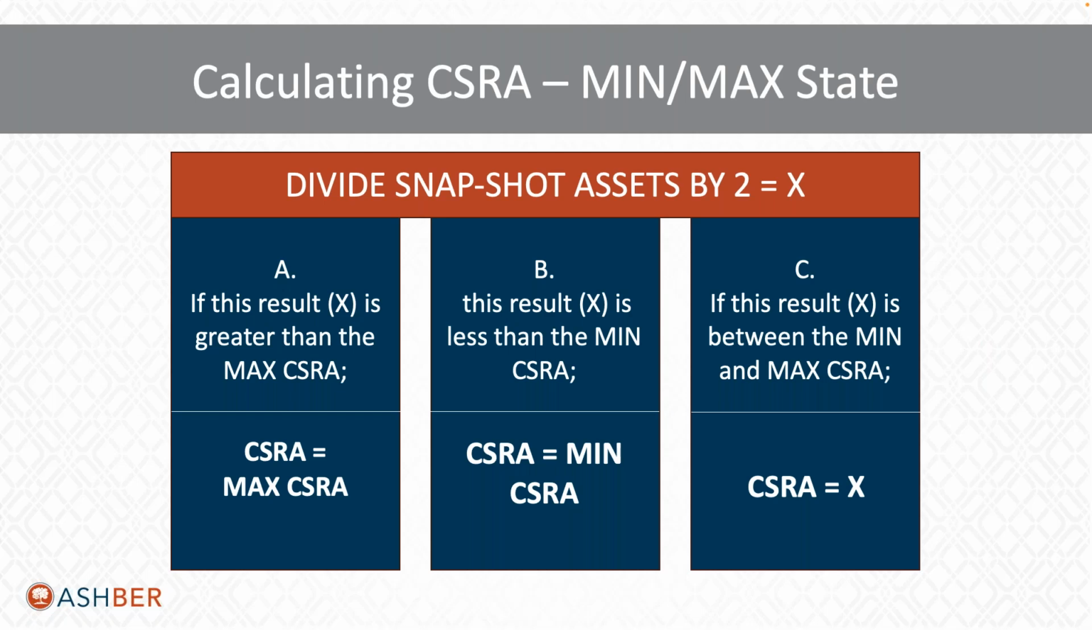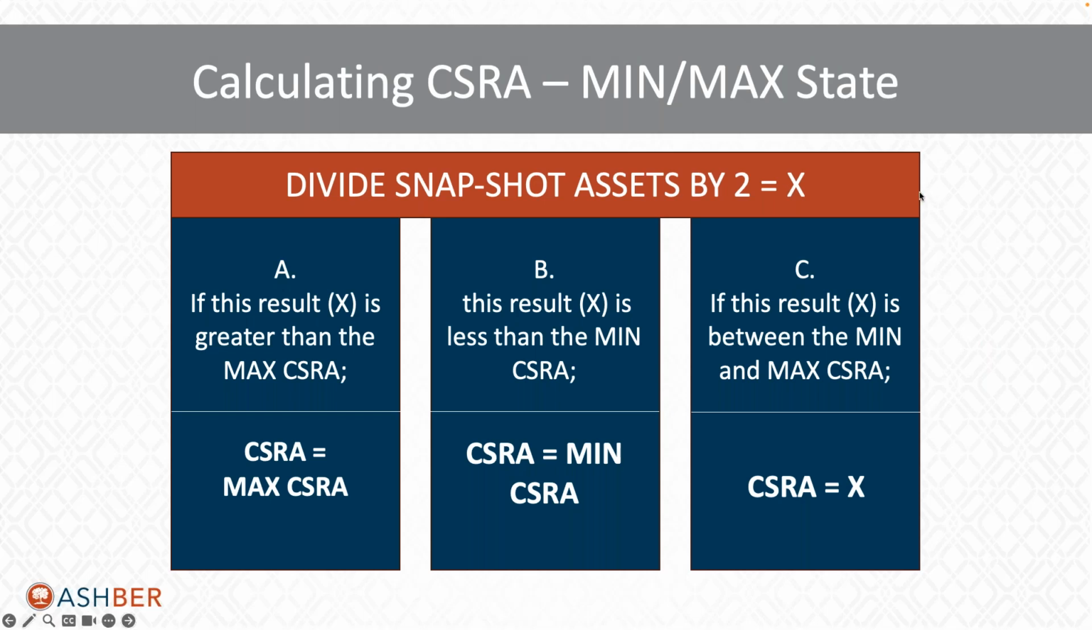But in a state like New Jersey that has the minimum maximum, you have to do one simple calculation. You have to take the snapshot assets that I told you to gather in step 1, take those snapshot assets and divide them by 2. That's all you have to do. For our purposes here, I'm going to label that quotient X, because we're doing division. I have to use the proper mathematical term, quotient. So the division of the snapshot assets by 2 is going to get X.